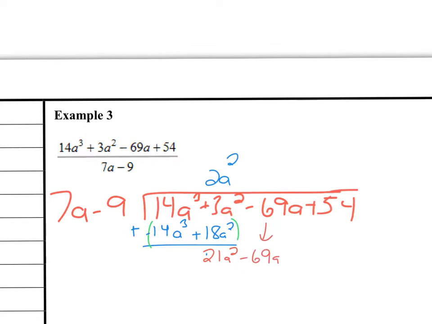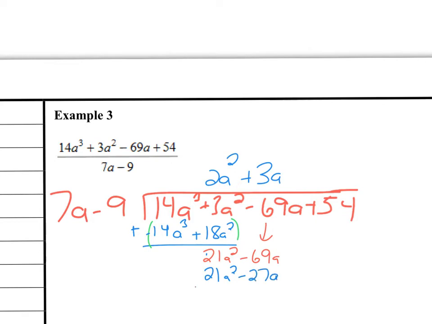And now we have to figure out what multiplies to the 21a squared. When I multiply 7a, obviously I'm going to multiply by 3a, a positive 3a. We want it to be exactly the same. So multiply by that positive 3a, so we write plus 3a here. So that gives me 21a squared. Now I need to multiply the 3a times the negative 9, which gives me negative 27a.